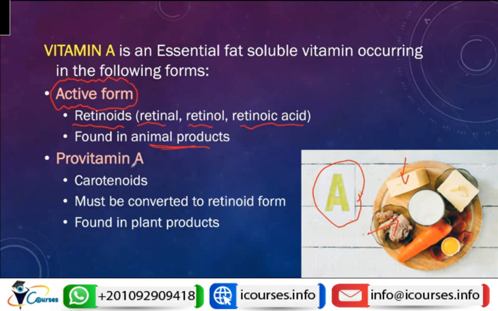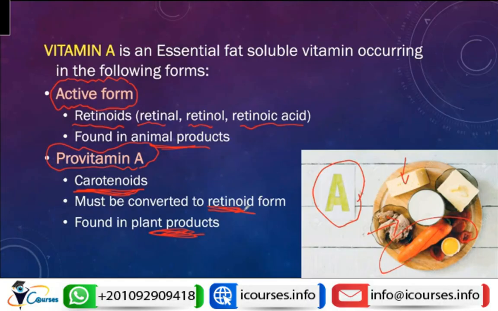Another form is called provitamin A. Provitamin A is an immature form of vitamin A, or an inactive form of vitamin A. It is called collectively the carotenoids. As is apparent from its name, it is coming from carrots. So this type of vitamin A is present in plant products like carrots. This form of vitamin A is not active, so it needs to be activated into retinoid in order to function. And this occurs in the body.